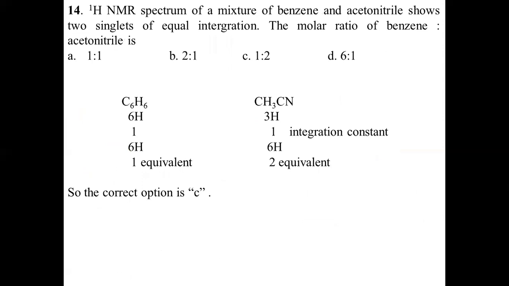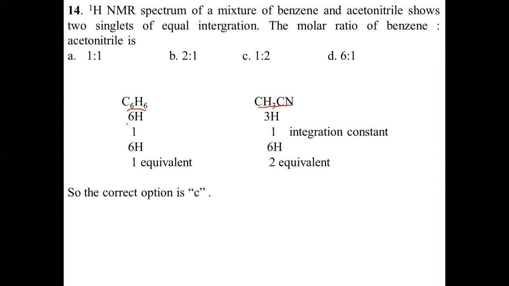Question number 14. The proton NMR spectrum of a mixture of benzene and acetonitrile shows 2 singlets of equal integration. The molar ratio of benzene to acetonitrile is? Consider benzene, C6H6, and acetonitrile, CH3CN. Since you're talking about proton NMR, how many protons are identical? 6 here and 3 protons here.